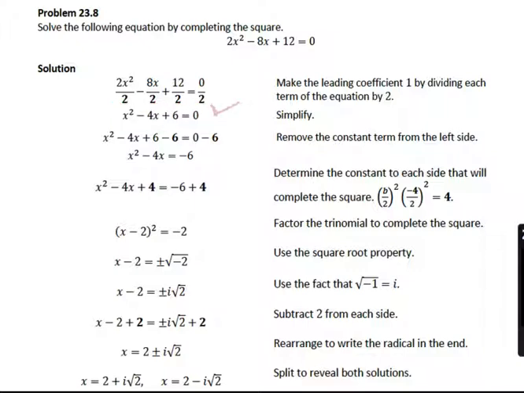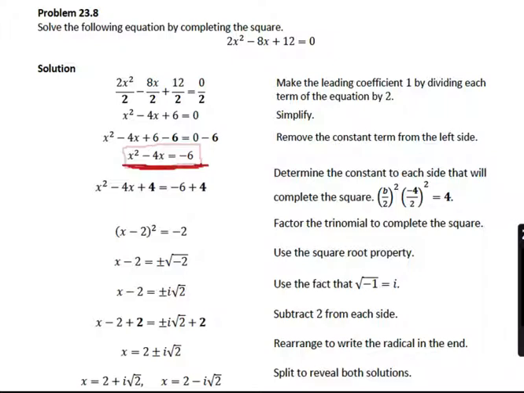We have to keep the x squared and x term on one side, and we have to carry the number to the other side. So we will have x squared minus 4x equals negative 6 when we subtract 6 from both sides. Okay, so the first step is to keep the x squared and x term on the left side and carry the number to the other side.